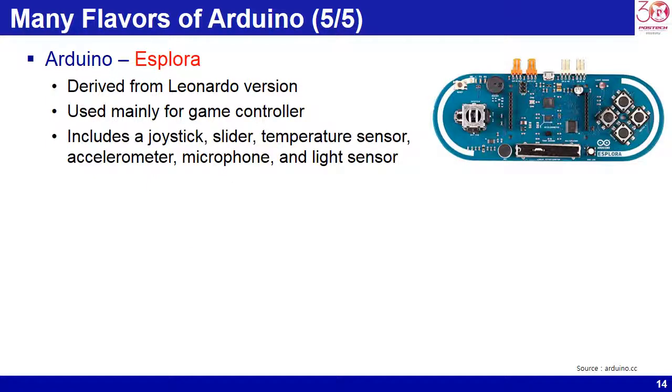Arduino Esplora is also a derived version of Leonardo and used mainly for a game controller. It includes a joystick, slider, temperature sensor, accelerometer, microphone, and light sensor. It is designed for people who want to start a fun project about Arduino without having to learn electronics.